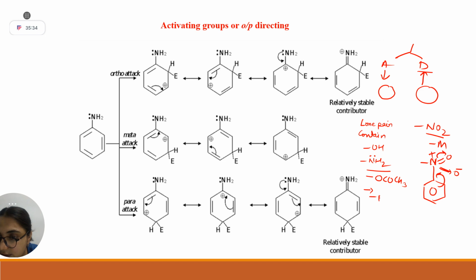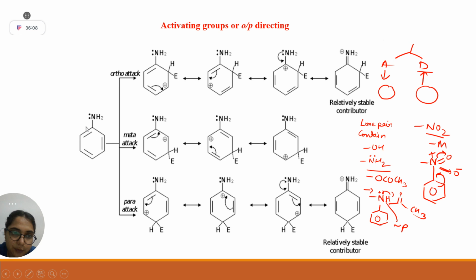In a similar fashion, let's say you have NHCOCH3. I know its lone pair is in conjugation, but the lone pair is there to increase electron density on the benzene ring. So it is also an ortho-para directing group. So how do you see whether it is an activating or deactivating group? You should see whether the substituent attached to the benzene ring has a lone pair or not.